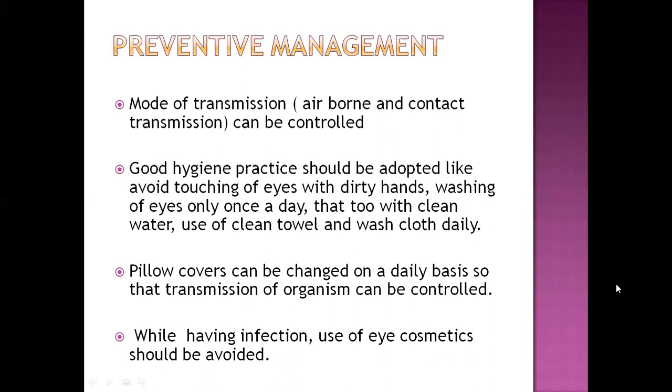Next is pillow covers can be changed on a daily basis. Even if the person is infected or non-infected, pillow covers can be changed on a daily basis so that transmission of organisms can be controlled. And then while the person is under treatment or the person is having symptoms, use of eye cosmetics should be avoided because eye cosmetics can be toxic when the eye is already suffering from infection. The infection can be aggravated.